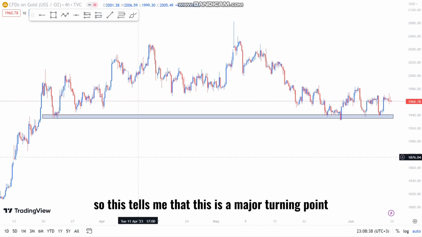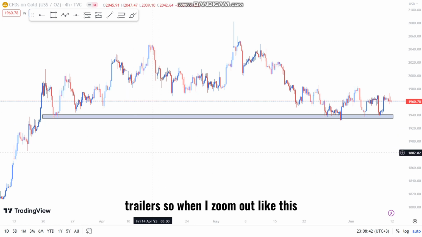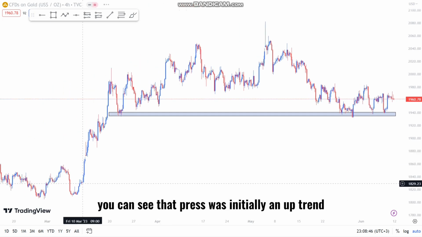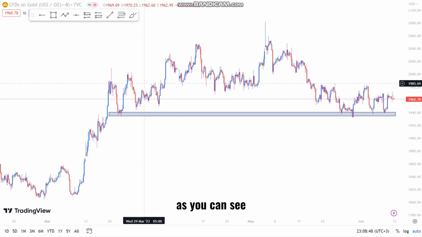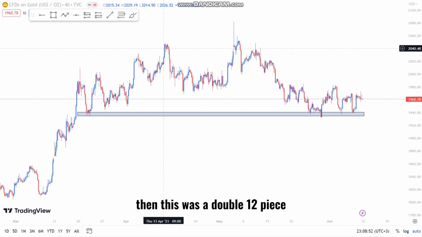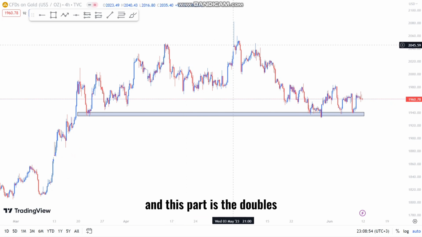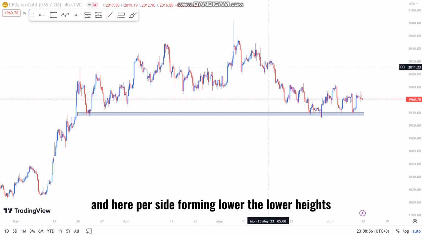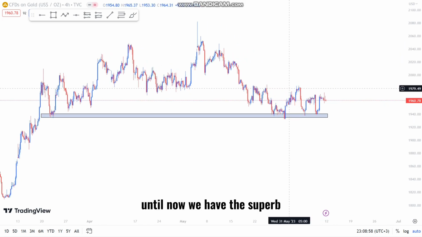So this tells me that this is a major turning point, traders. When I zoom out like this, you can see that price was literally in an uptrend, giving us higher highs and higher lows. Then this was a double top. This part is a double. Then here price started forming lower lows and lower highs until now we have this.